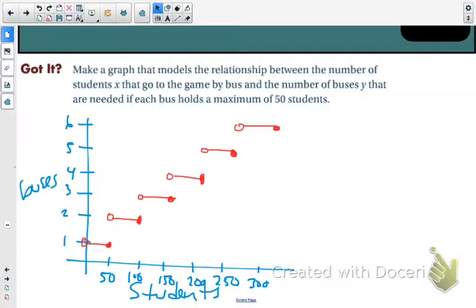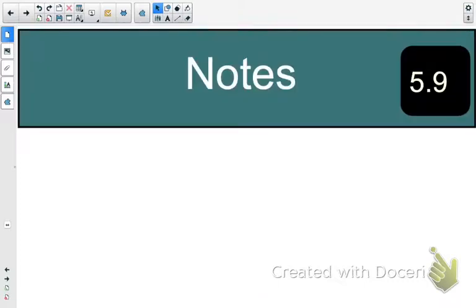Alright, so this one basically looks the same, except your stairs are now a little bit shorter. They're not quite as long because you're only going to 50. So between 0 and 50, you're taking 1 bus. 50 and 100, you're taking 2 buses. And so on. It's just a little bit narrower staircase here, but still works. So that is a step function. And I think, if I'm right, that is all I have for 5.9.